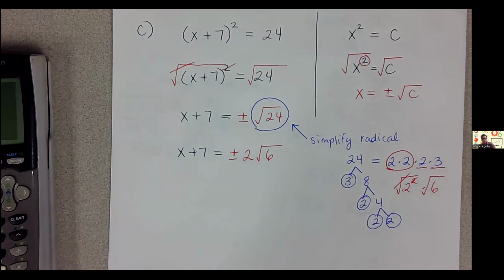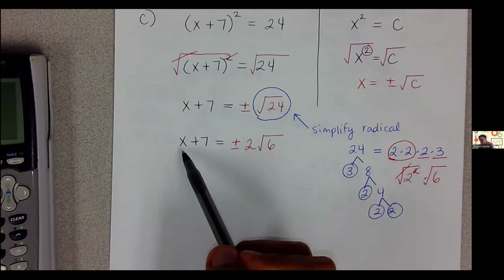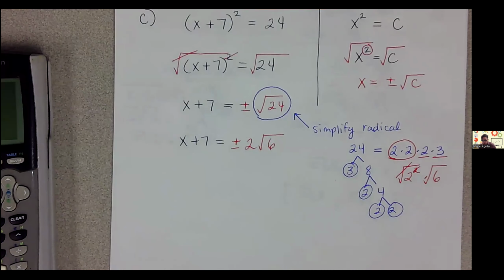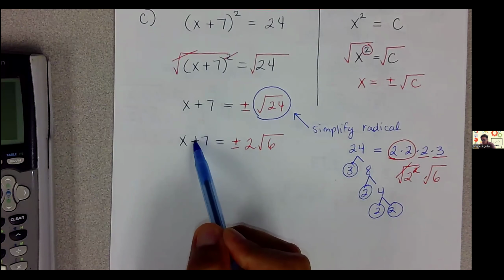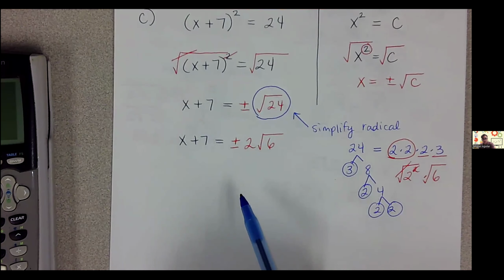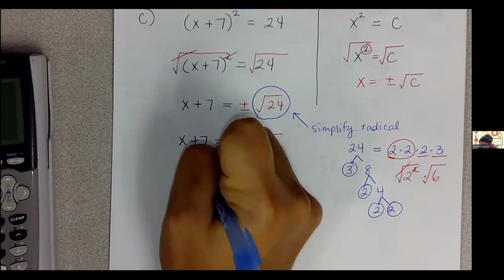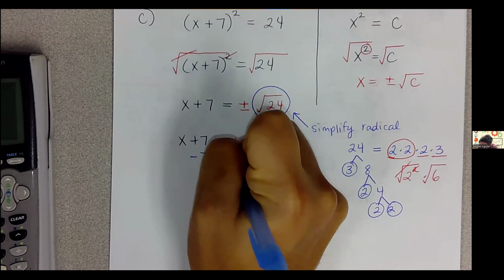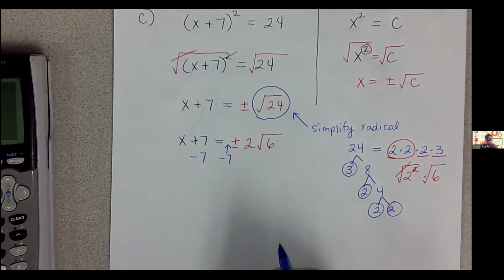Always simplify your radical by making a prime factor tree, unless it's a perfect square. But we're trying to solve this equation and get x by itself. So the next trick that you want to do here is something that you've already been doing, which is how do we cancel out plus 7 to move it over to the other side of the equation? Well, we're just going to subtract it. So subtract 7. And I'm going to subtract 7 and place it right here in front of the plus or minus.